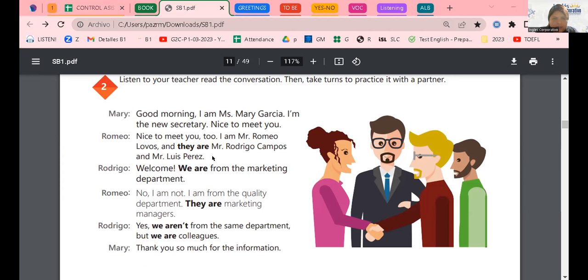Do you have any question? ¿Alguna pregunta de la información que tenemos ahí? Question about the vocabulary? Any question? No questions? Okay. Okay, so just listen up, and then you're going to work in the breakout rooms.